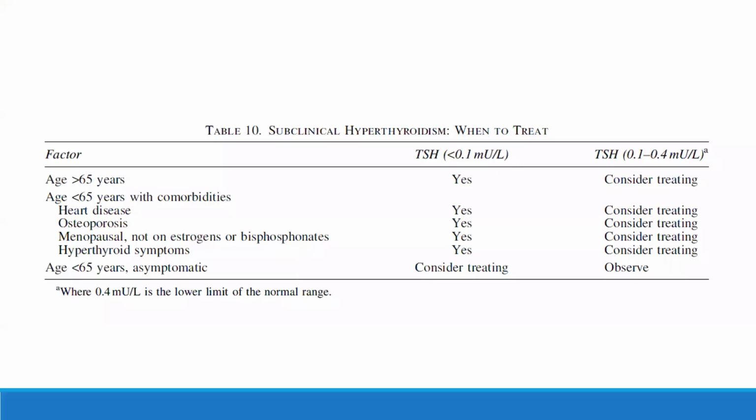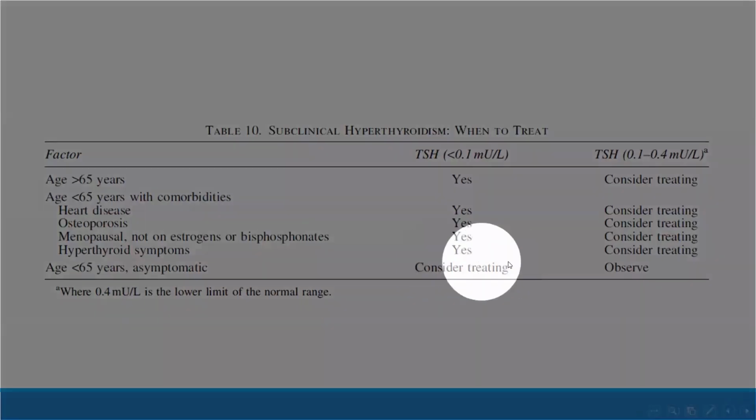When to treat subclinical hyperthyroidism is very important, and this is from the American guidelines, and it is the same as the PRECH recommendation. If TSH is less than 0.1, this is grade 2 subclinical hyperthyroidism. In this situation, we should treat if the patient's age is more than 65, or if less than 65 with another comorbidity like heart failure, osteoporosis, hyperthyroid symptoms, or menopause not on estrogen or bisphosphonate therapy. And if the age is less than 65 and asymptomatic, in this situation we can consider treatment.